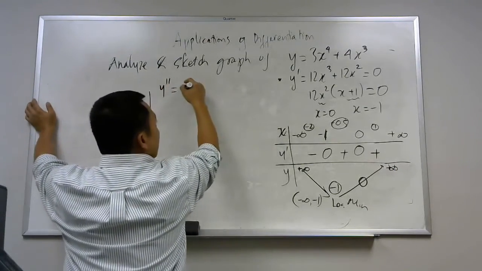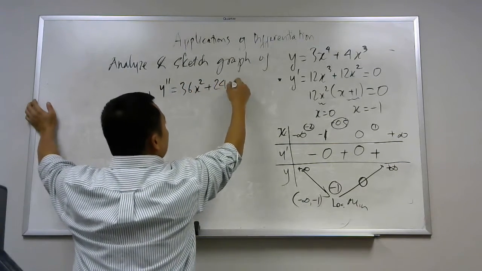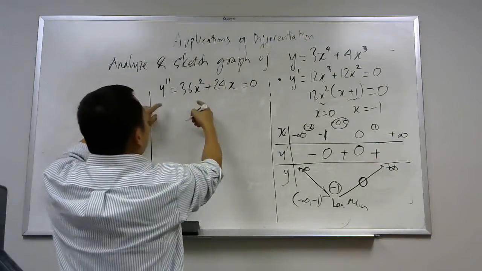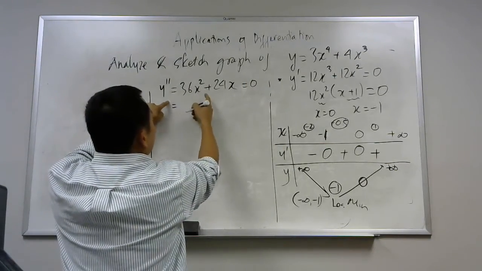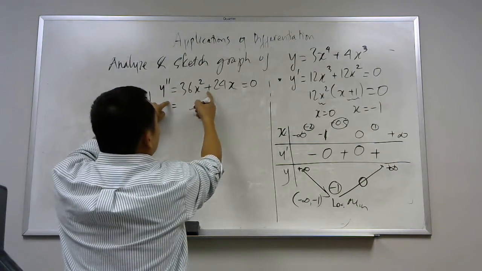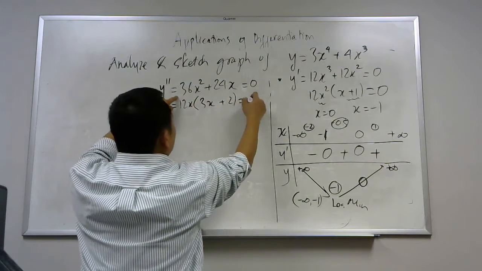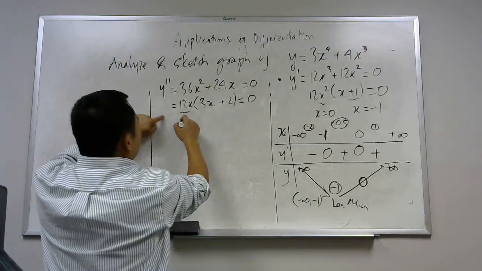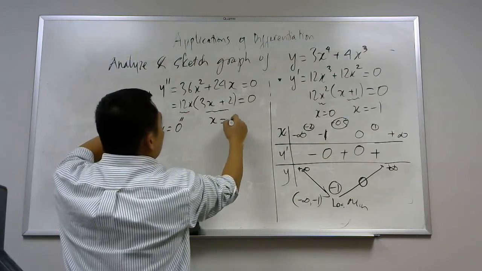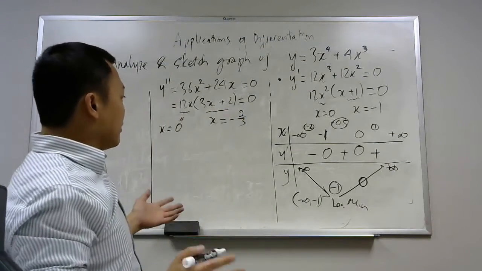Take the derivative of this, we have 36x squared plus 24x, and we set this equal to 0. Factoring out 12x, I have 3x plus 2 equal to 0. So x equals 0, or from here x equals negative 2 thirds. The function has two inflection points.